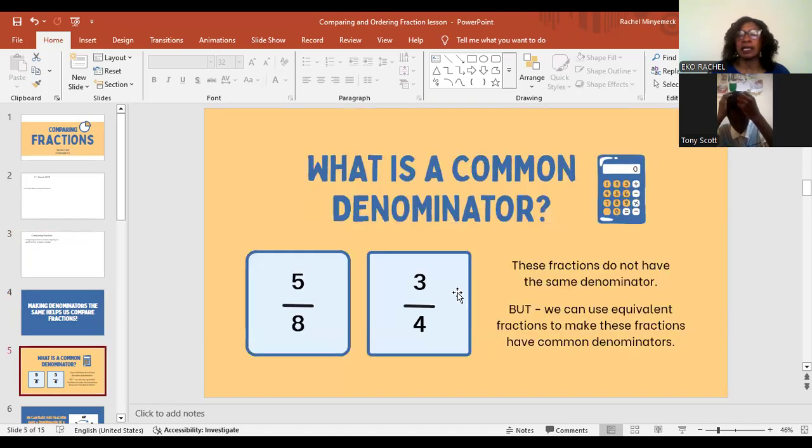Now let's look at this slide. What is a common denominator here from the slide on your screen? Do we have the same denominator? No. Okay, already you know that the denominator is the number that is under the fraction. But we can use equivalent fractions to make these fractions have a common denominator. How are we going to do that?